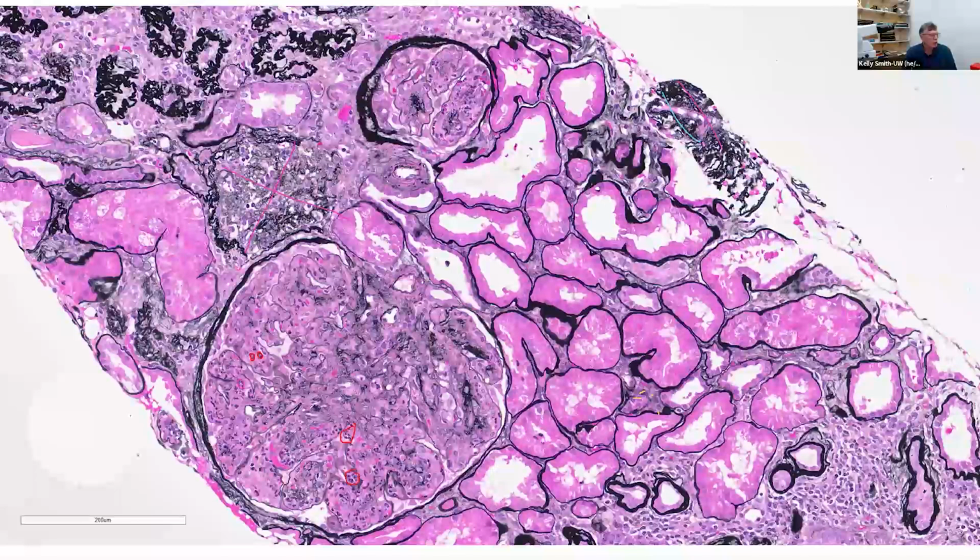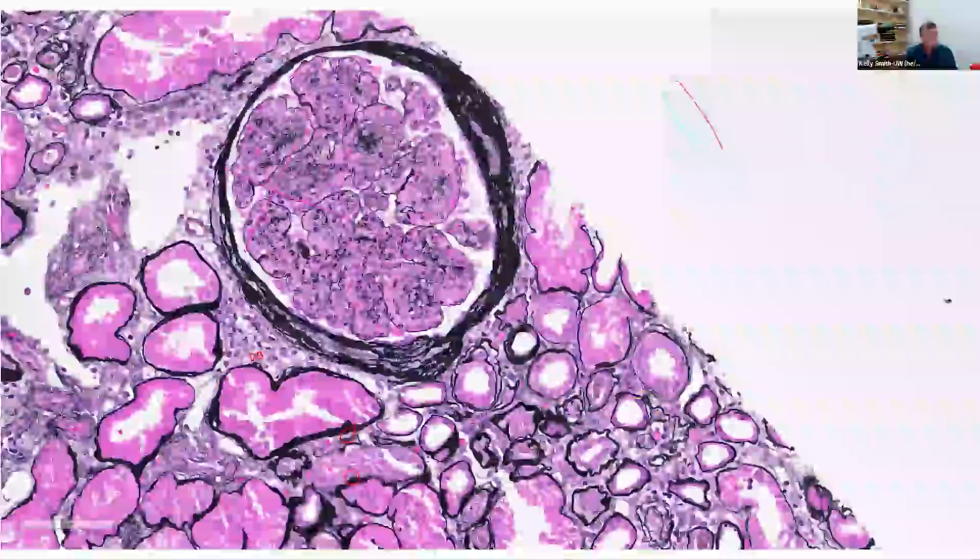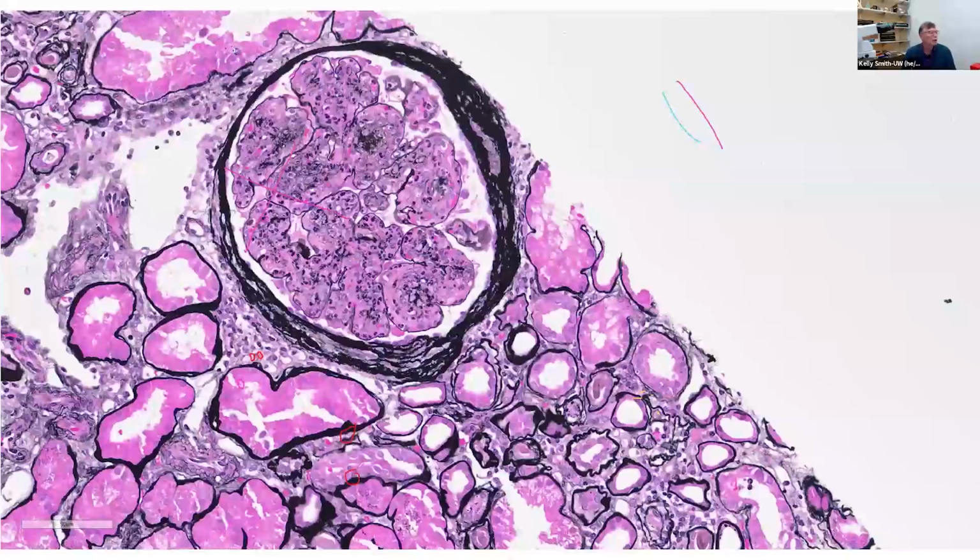There's also some silver staining matrix that's present here as well. So there's an increased amount of matrix that's present, which we usually associate with chronic injury. So we have to sort of figure out what that is potentially due to in this patient as well. Another glomerulus here. Wow, it still has an X on it. That's great.